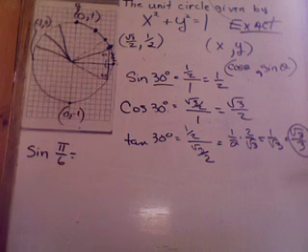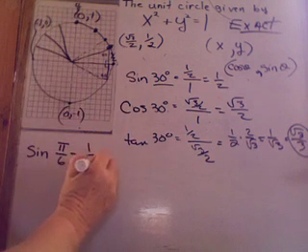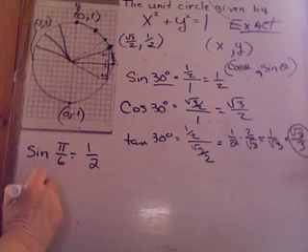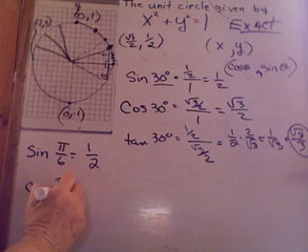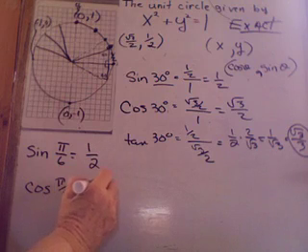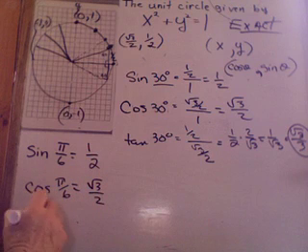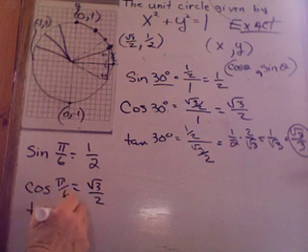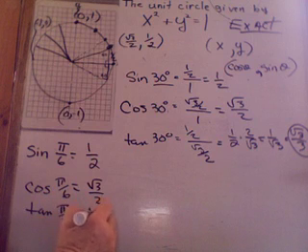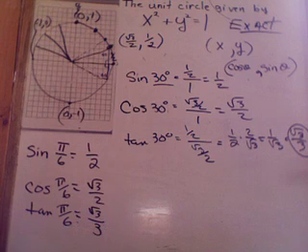So what's the sine of pi over 6? It's 1/2, right? What's the cosine of pi over 6? It's root 3 over 2. And the tangent of pi over 6 is root 3 over 3 in radical form. These are exact values. I don't want you to use decimals.